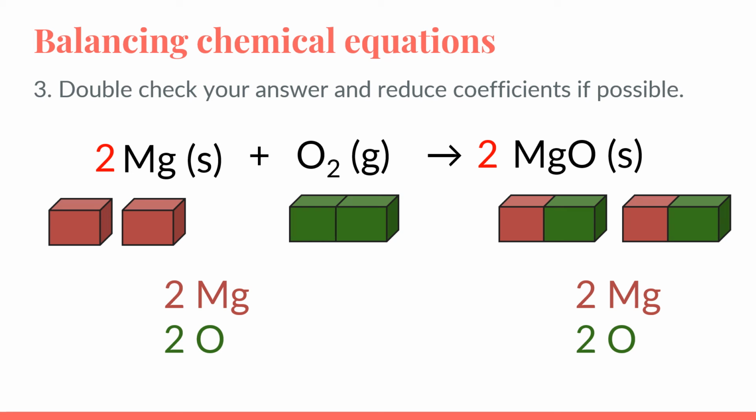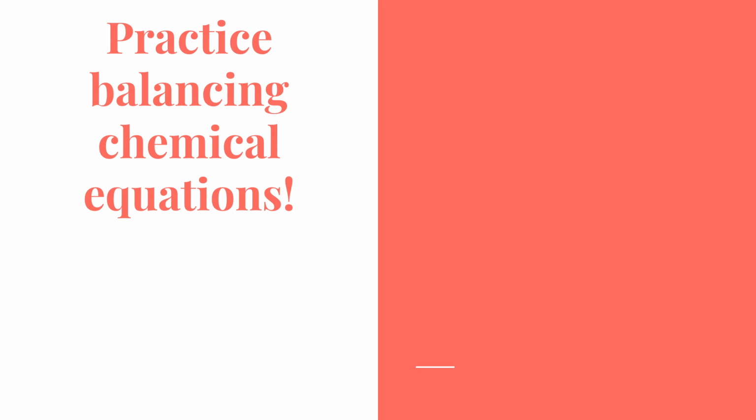So here, the very last step, we just kind of make sure that everything is balanced. So here, 2 reds, 2 greens, 2 reds, 2 greens, 2 magnesiums, 2 oxygens, 2 magnesiums, 2 oxygens. Good. That means that the law that we started with, the conservation of mass, is still upheld and we're good to go. That's how we balance the chemical equation. Let's practice some more.